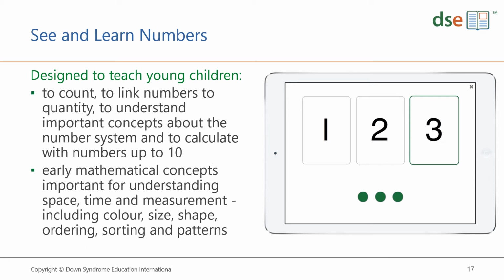And also we're going to cover early mathematical concepts around space-time measurement, including the colour, size, shape, ordering things in size from smallest to biggest, or biggest to smallest, or tallest to shortest, as well as sorting, and then learning to create repeated patterns with particular repetitions in them. Those are all things that are considered early for children to master in terms of moving forward on the maths curriculum.